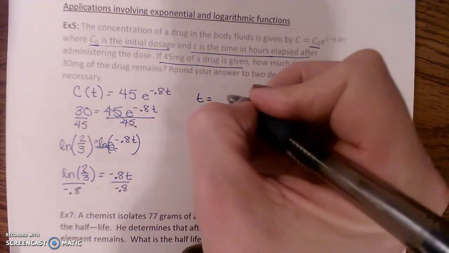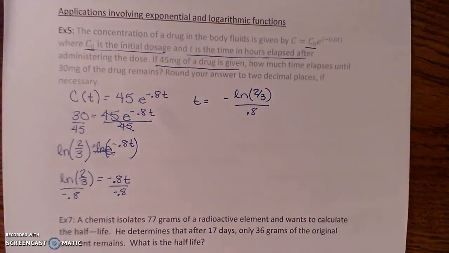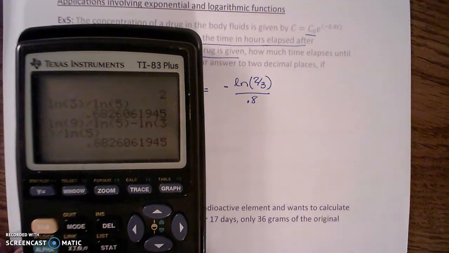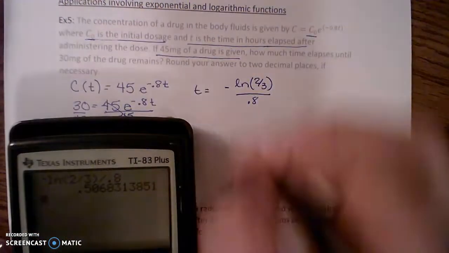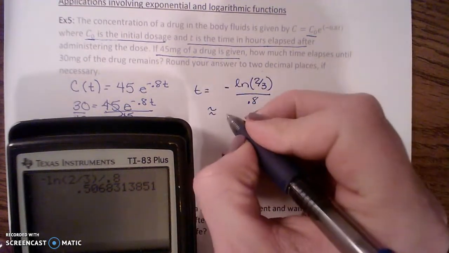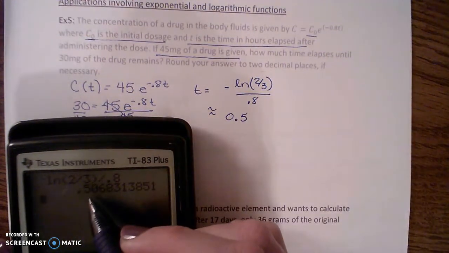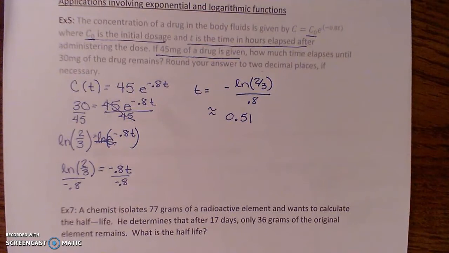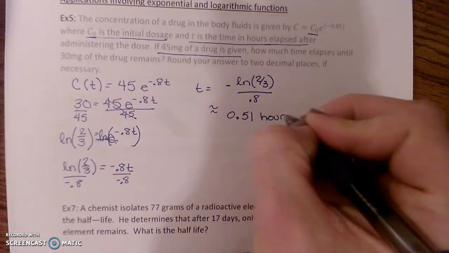T is equal to negative natural log of 2/3 divided by 0.8, which is an exact answer but isn't very useful. So I'll convert it to an approximate decimal. So I got negative natural log 2/3 divided by 0.8. So this will be approximately, and I need to round to 2 decimal places, so that'll be 0.5. The next digit's 0. The 6 rounds that up to a 1. All right, 0.51, and let's see, what type of time am I talking here? Time in hours. Hours.